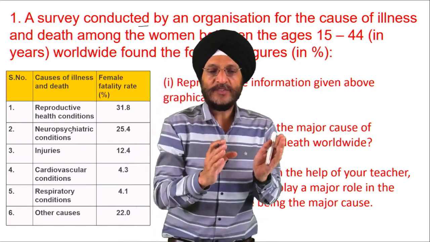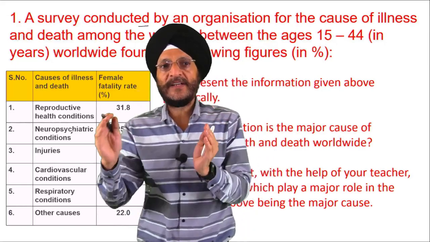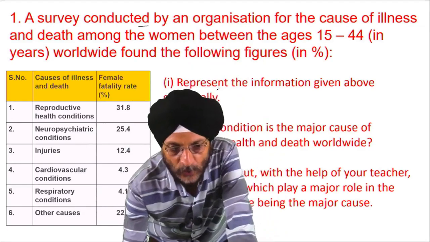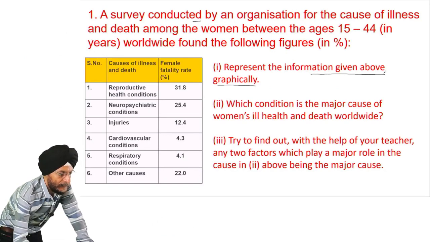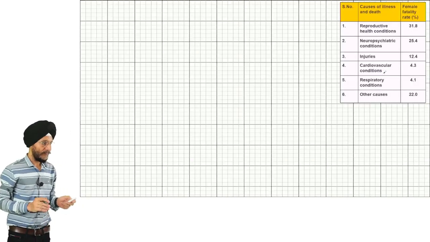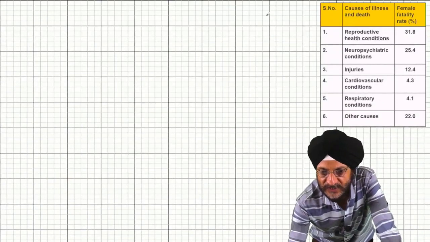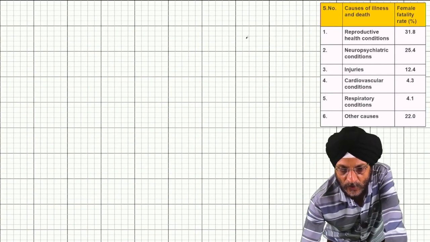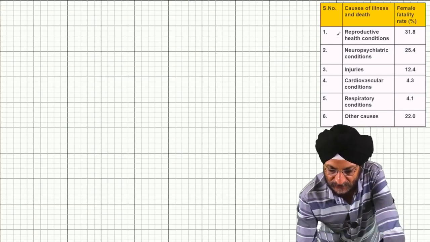That is the causes of illness and death among the women, and the respective fertility rate are given against each. Now we are to represent the information given above graphically. It means that by way of a graph, we are to represent all this information. Now, this is the chart, and these are the figures which have been taken from the question. So now we will prepare the information in the form of a graph.